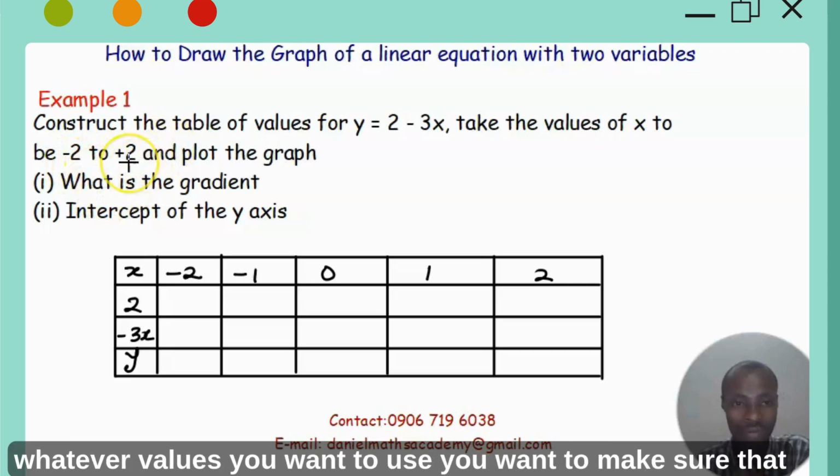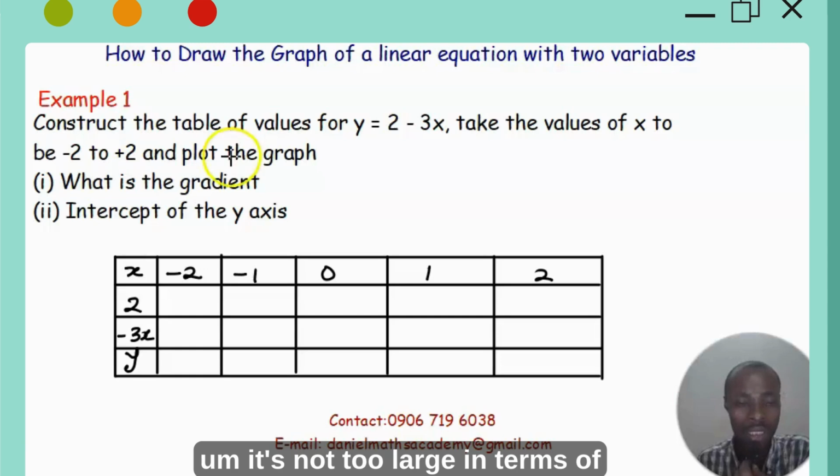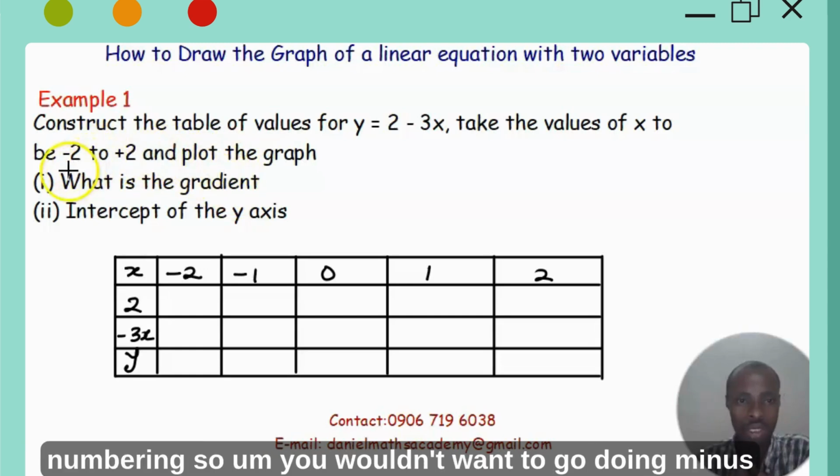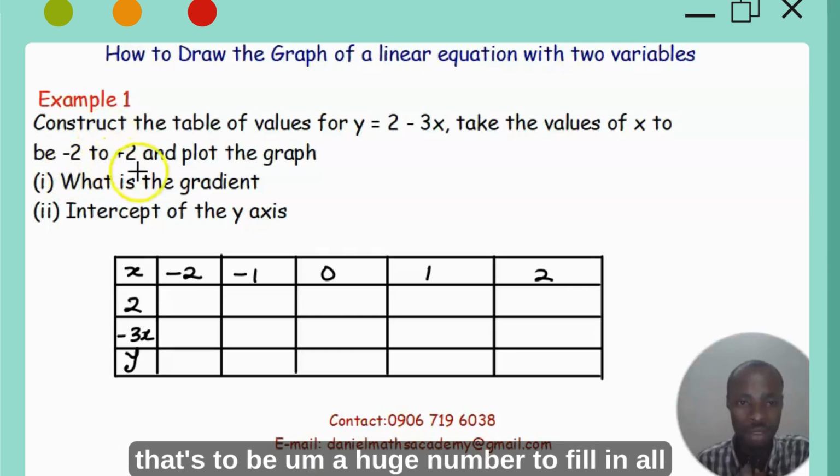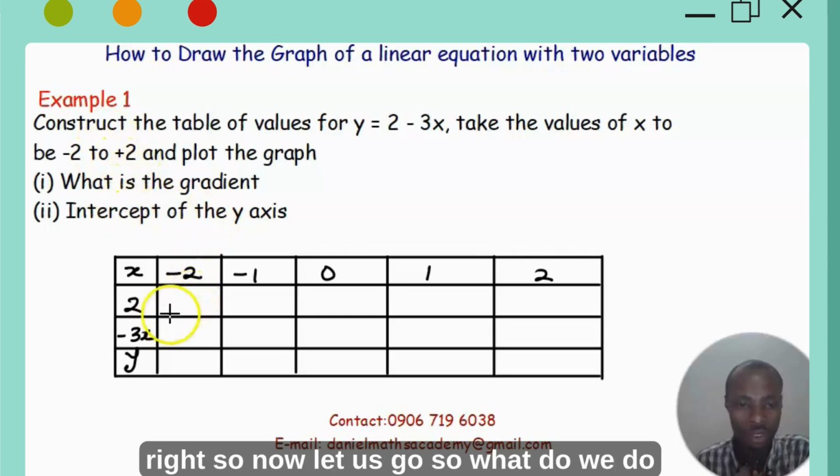Whatever values you want to use, you want to make sure that it's not too large in terms of numbering. You wouldn't want to go doing -5 or -7 to +7, because that's going to be a huge number to fill in. All right, so now let us go.